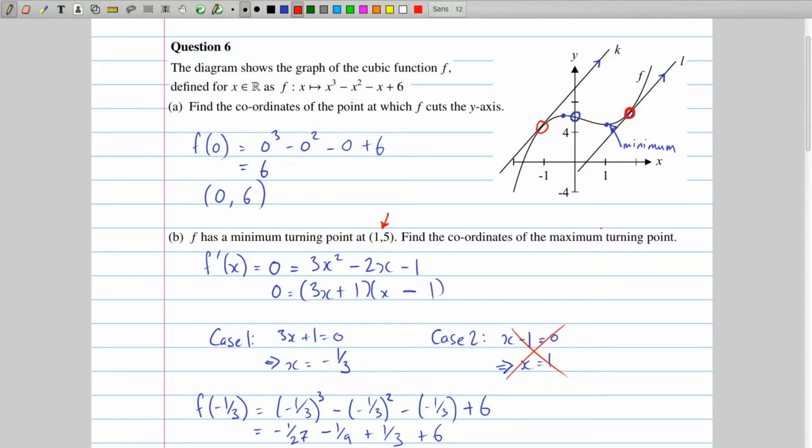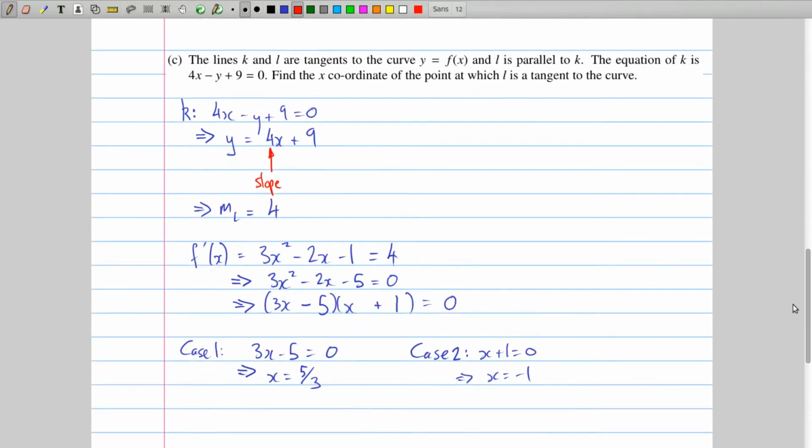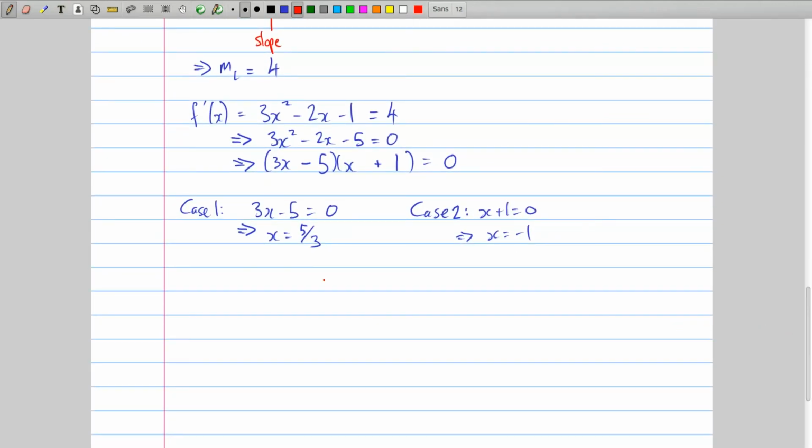Now we need to eliminate the one that's K, because we're specifically asked about where L is tangent to the graph. So K is more to the left than L. You can just tell that from the diagram. And so the larger number, the one that's further to the right on the number line, must be the x-coordinate of L. So which is that here? Well, we have 5 over 3 and minus 1. And minus 1 is the lower of the two numbers, so that surely must be where K is tangent. And the other one, x is 5 over 3, must be where L is tangent.